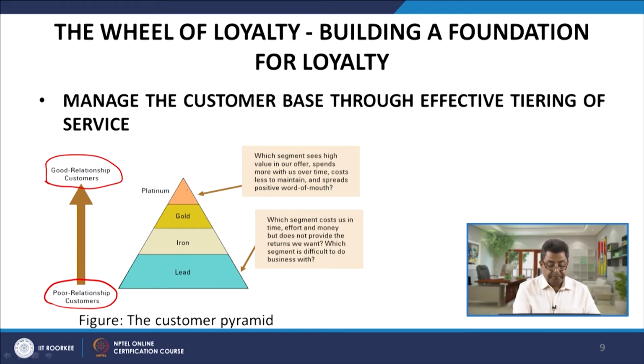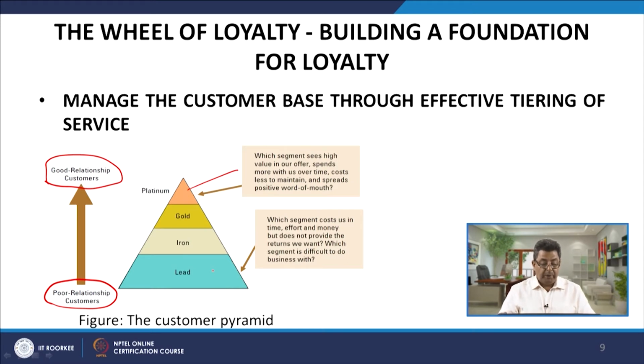This platinum segment sees high value in our offer, spends more with us over time, costs less to maintain and spreads positive word of mouth. So obviously they come in the first and the best tier, the platinum tier. And at the bottom are the lead customers, a segment which costs us time, effort and money, but does not provide the return we want, and which is difficult to do business with. So obviously what companies want is for this lower level lead to turn platinum, so that companies can have a huge number of platinum customers. But it does not so happen.